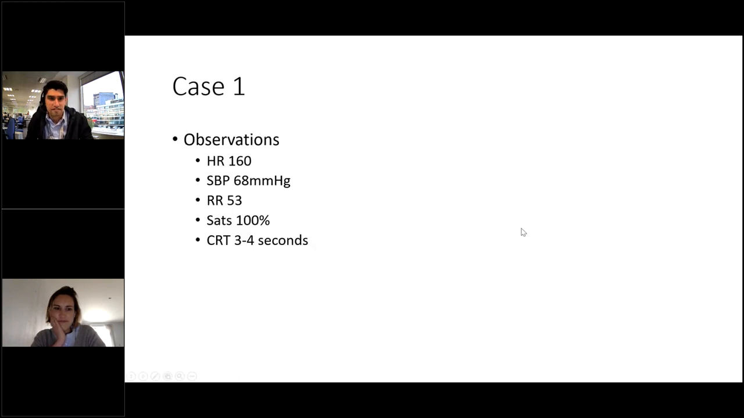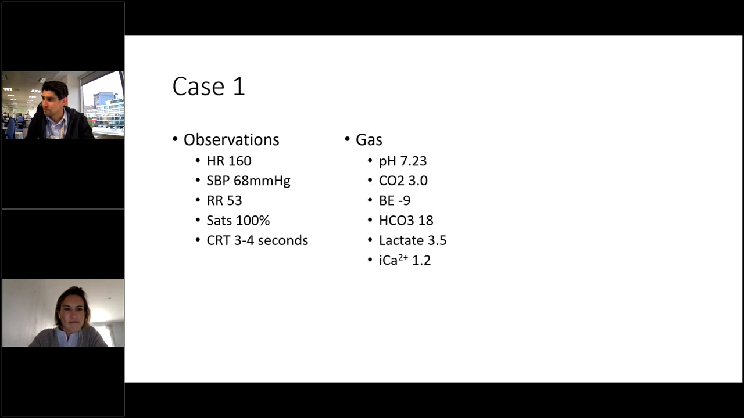So these are the observations. Would anyone like to make any comments? Late cap refill time. Yeah, so very good. Prolonged cap refill time, so 3 to 4 seconds. So what does that tell us about this baby in terms of their perfusion? Their perfusion might be impaired. Absolutely, and if it's impaired to your peripheries, then there's a good chance it might be impaired to your kidneys. So you might be thinking this baby might have a pre-renal acute kidney injury.